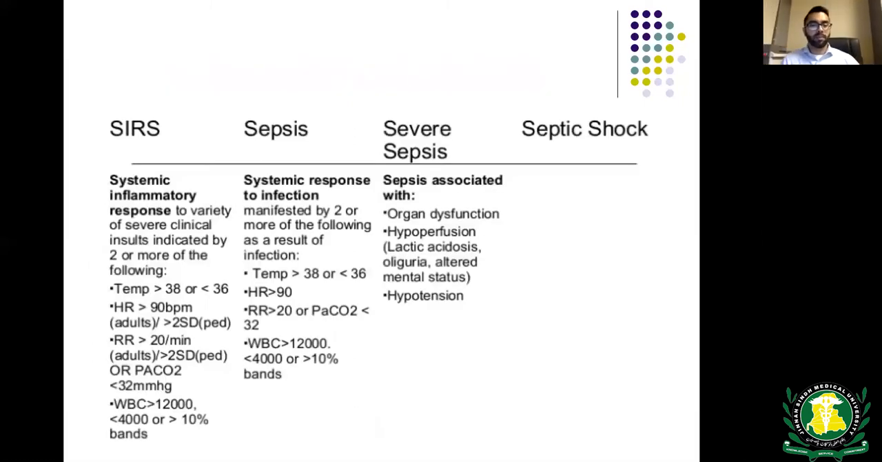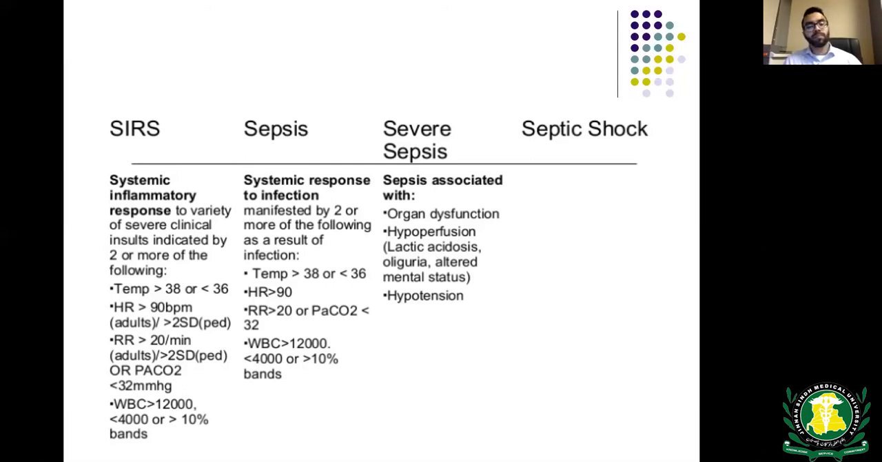So SIRS, what are the parameters? Number one, temperature, hypo or hyperthermia, in Celsius 38, 36. Heart rate more than 90, or more than 2 standard deviations in the pediatric population. Respiratory rate, tachypnea. Remember I told you that whenever you have acid buildup in the body, it can cause compensatory hyperventilation. So if you become tachypneic, more than 20, or more than 2 standard deviations in peds. Or white count too high or too low, more than 12,000 or less than 4,000, or more than 10% bands.